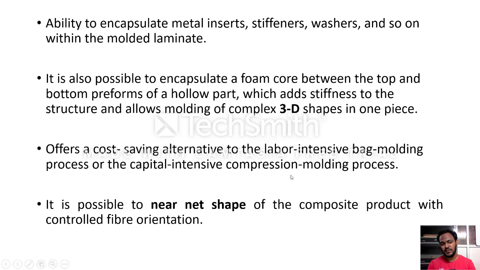Another great advantage of this method is it is possible to produce near net shape of the composite product with controlled fiber orientation. Hope you may be knowing what is meant by near net shape. Near net means something which is exact to the requirement that you can make from this process, because you already make the composite where you have controlled the fiber orientation. So it is possible to produce the near net shape of the composite product.